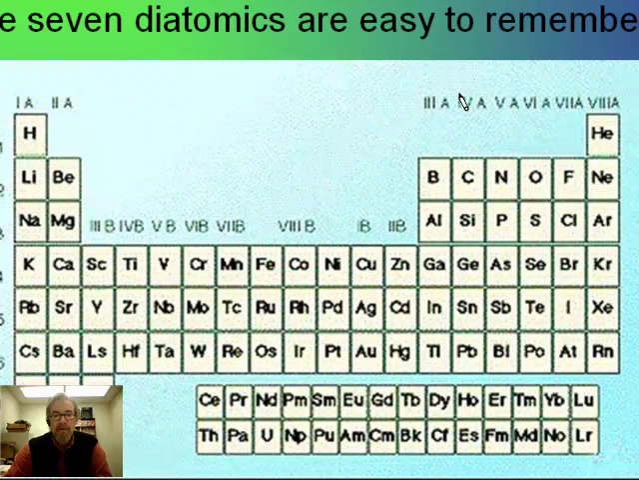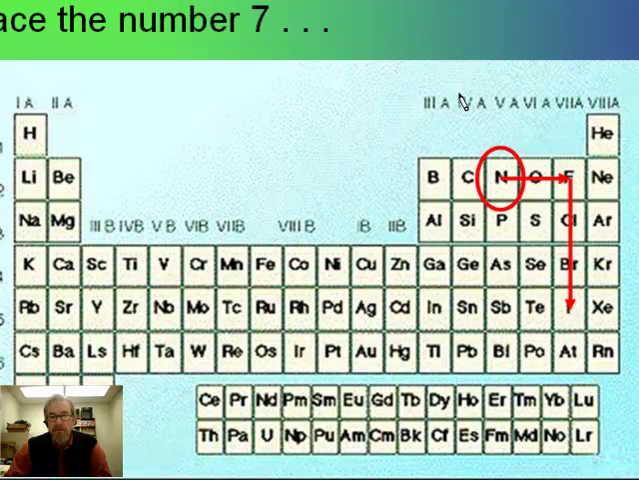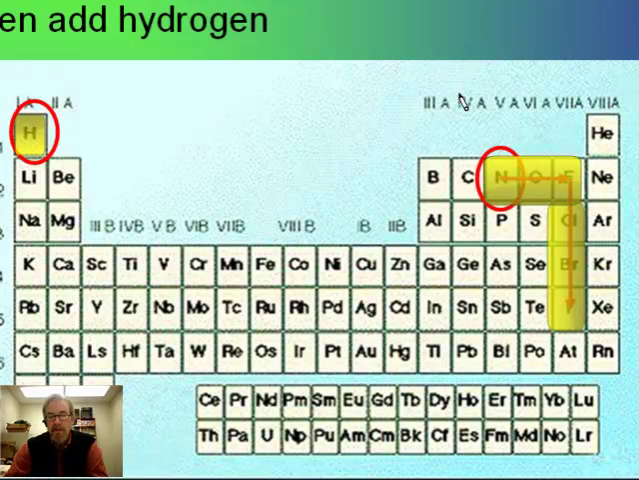The 7 diatomics are easy to remember because of a fluke of positioning on the periodic table. Here's what you do to gather them all together. Start at element number 7, which is nitrogen. So remember there are 7 of them. Start at element number 7 and make the shape of a 7. That actually only gives you 6 of them. Then you have to add hydrogen, and you have all 7. So nitrogen, oxygen, fluorine, chlorine, bromine, iodine, and hydrogen are your 7 diatomic elements.